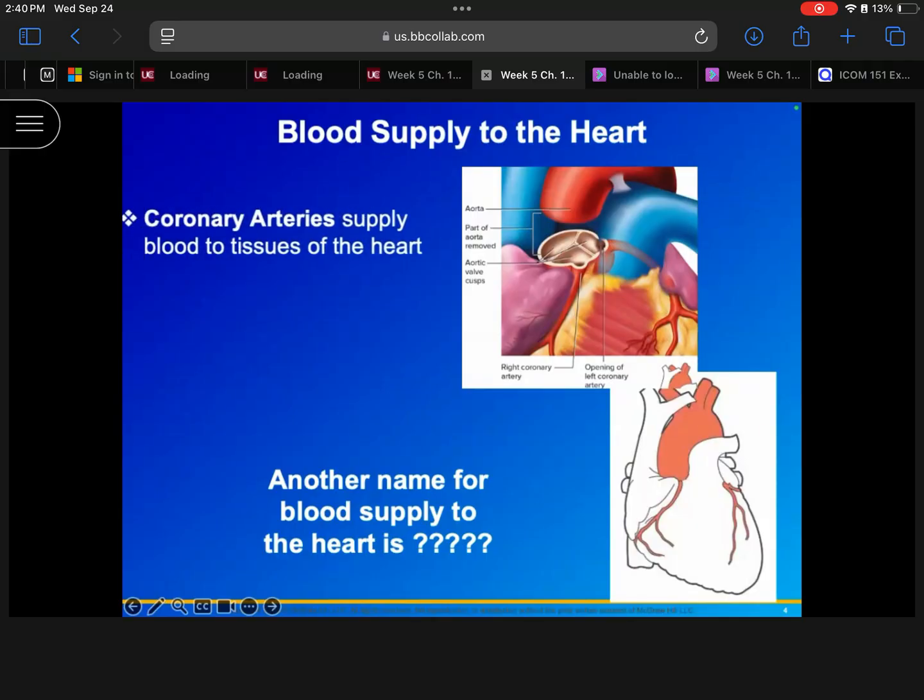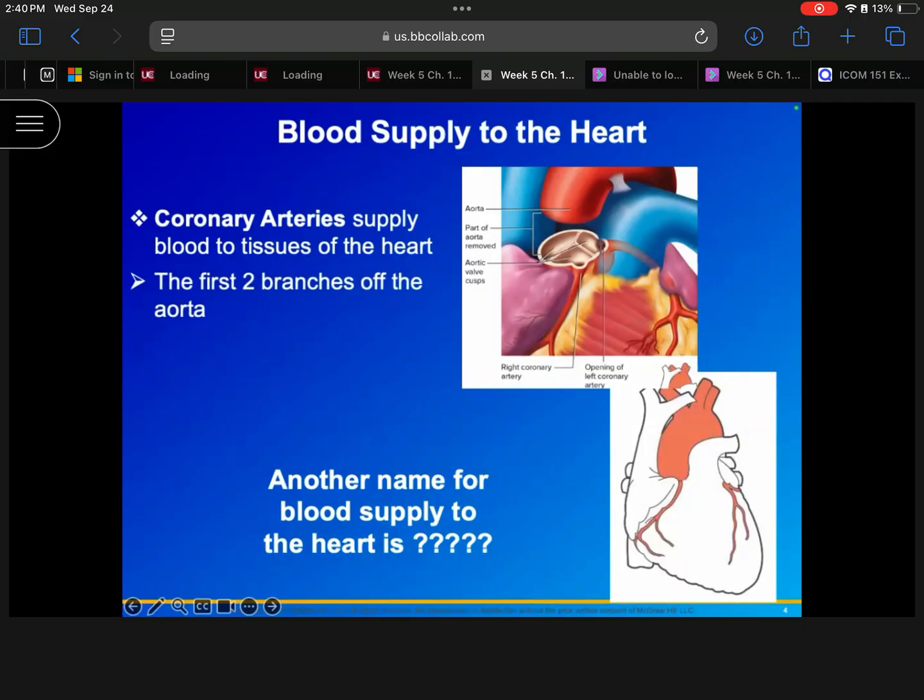Coronary circulation. Very good. We've got coronary arteries. Those are the two main ones coming off of the aorta, giving the heart the blood that it needs. The first two branches are the right coronary artery and the left coronary artery.